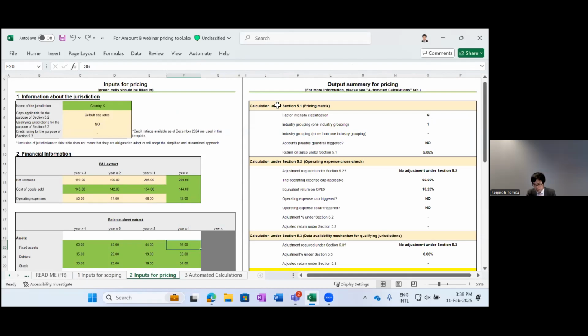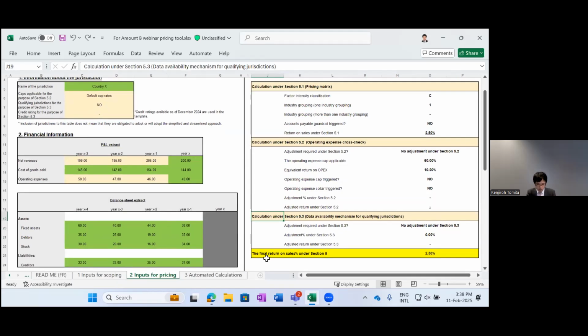The output summary is divided into 3. One is for pricing metrics, the second is for the operating expense cross-check, and the third one is for the data availability mechanism. This follows the order of application of these mechanisms stipulated in the Amount B guidance. And at the very bottom, you can see the final return on Amount B.